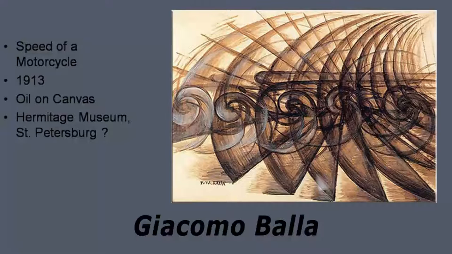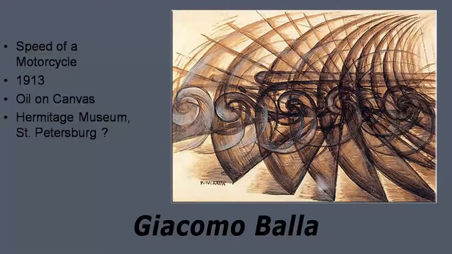Then again, if you look at the title of this work, it says that this painting is about the speed of a motorcycle. So it's interesting to note that the title is not motorcycle. Right at the outset, the painter makes it very clear that what he is dealing with in this painting is not the object called motorcycle, but the speed of a motorcycle. And speed, as you all know, is a visually intangible element. Speed is something that cannot be seen, but it can be felt.